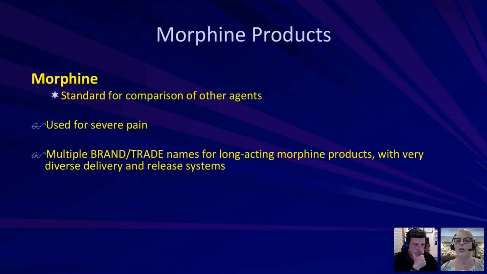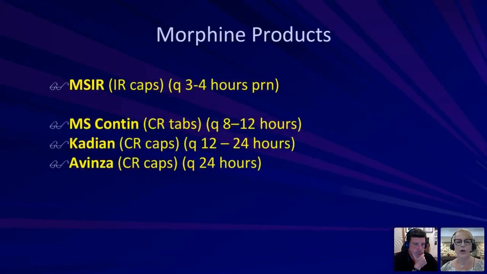We compare all other agents to it in milligram and microgram amounts as well. There are lots of different brand names that you will see for morphine products. So I'm just going to differentiate for you what we just saw, which was the immediate release versus the sustained release or long acting.